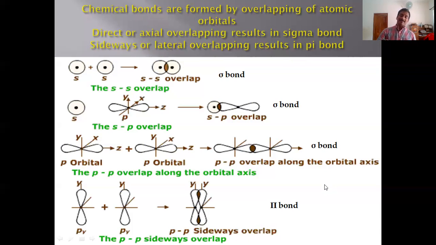When you compare the strength of the bonds, sigma bonds are stronger than pi bonds. Because of more effective overlapping, sigma bonds are stronger than pi bonds.